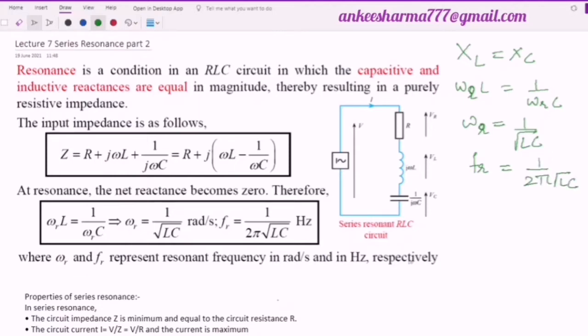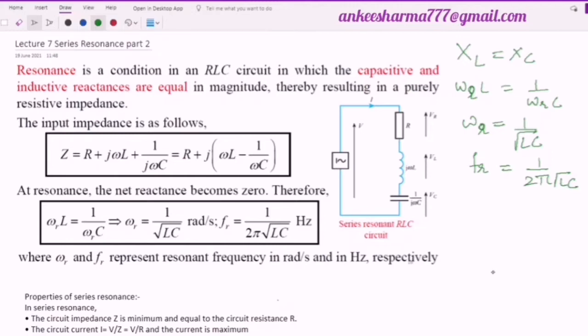So this is all we have discussed in the last lecture. You can find the video in the I button on the top right corner. So today I'm going to discuss a few curves related to resonance. It could be the curve of the current with respect to the frequency, or the curves related to the different impedances, resistances, or reactances with respect to the frequency.